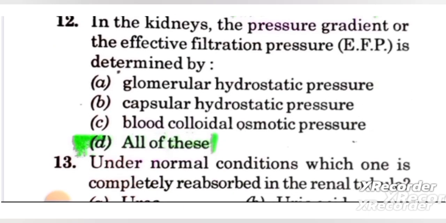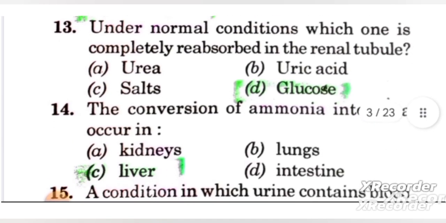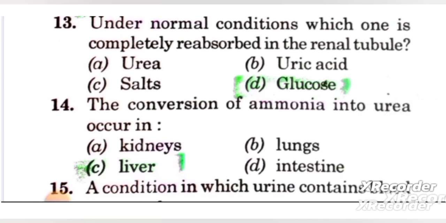Next, 12th one. In kidney, the pressure gradient or the effective filtration pressure, that means EFP, is determined by answer D: all of these. Let's start: A, glomerular hydrostatic pressure; B, capsular hydrostatic pressure; then C, blood colloidal osmotic pressure. These three are correct. Then 13. Under normal condition, which one is completely reabsorbed in the renal tubule? Answer D: glucose.